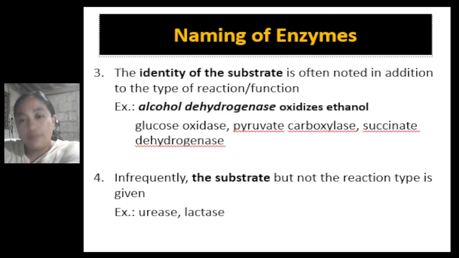Okay, and there are also more examples there. And infrequently, the substrate but not the reaction type is given, like urease. This urease is from the substrate urea. This means that urease catalyzes the hydrolysis of urea. Lactase catalyzes the hydrolysis of lactose.